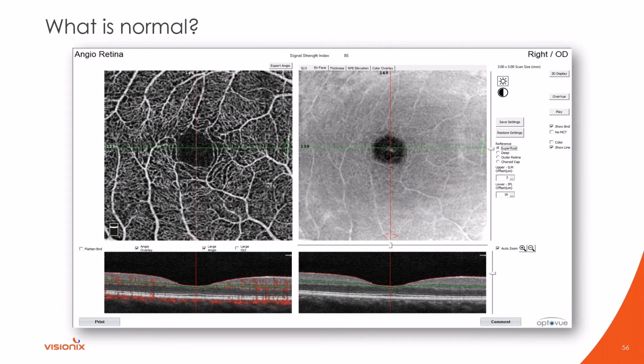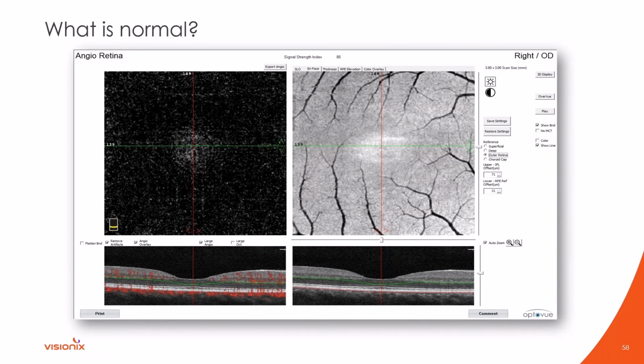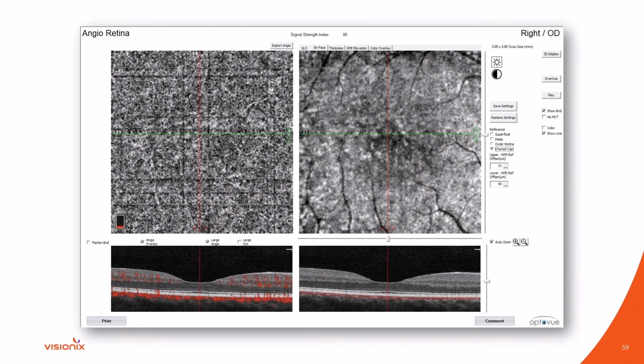And then again, you can manipulate the software to say, okay, let's blow up each image. Here, again, are the OCT B scans on the bottom, and the OCT angiogram of the superficial capillary plexus on the left. And then there's the deep capillary plexus. And then there is the outer retina, again, dark. And again, there's the choriocapillaris.